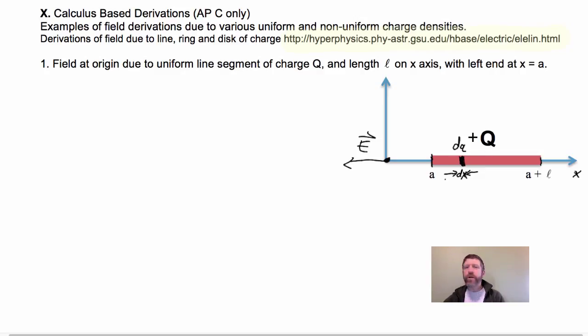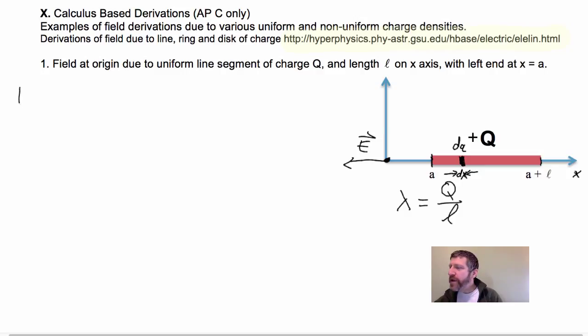Another thing we might want to realize is that because it's a uniform charge distribution and it's linearly distributed, lambda, the linear charge density, is going to be what? Well, Q is the amount of charge and it's distributed over length L. It'll just be Q over L. So that's going to come in very, very handy.